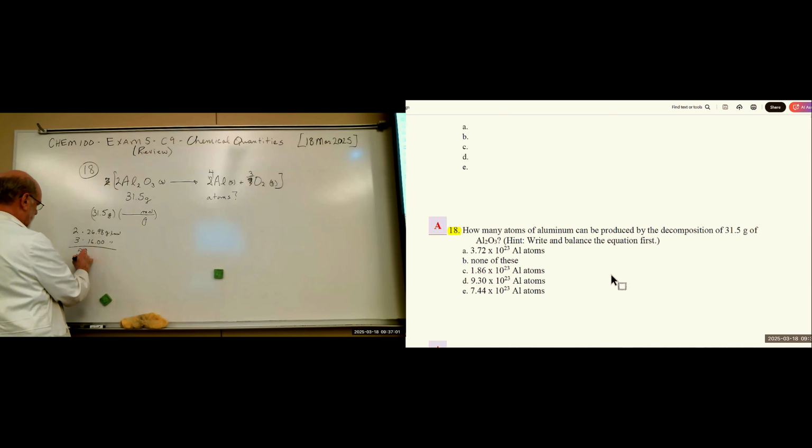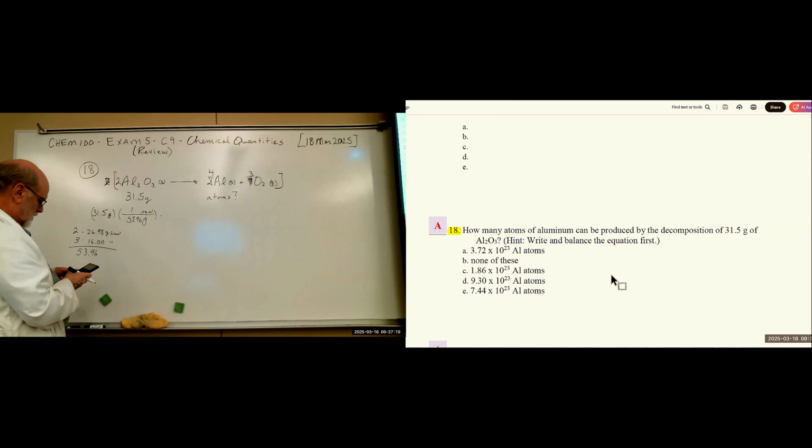So I divide that into 31.5 and I get, nope, it's not right. Hold on a second. I think this is wrong. Let's try that again. 26.98 times 2. Yeah, that's wrong. And then 3 times 16 is 48. Yeah, that's better. 155.93 grams per mole.